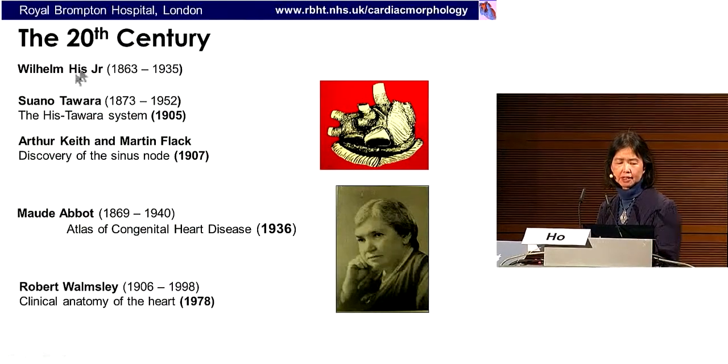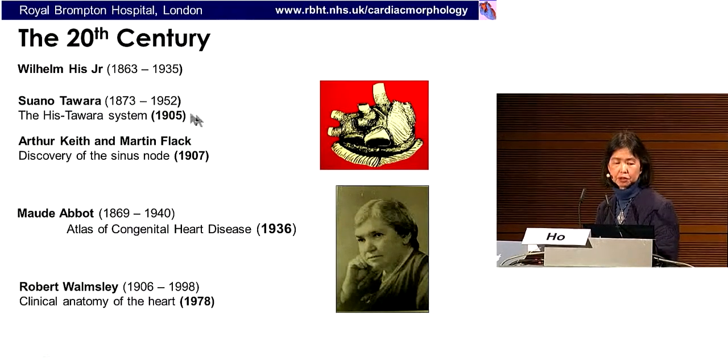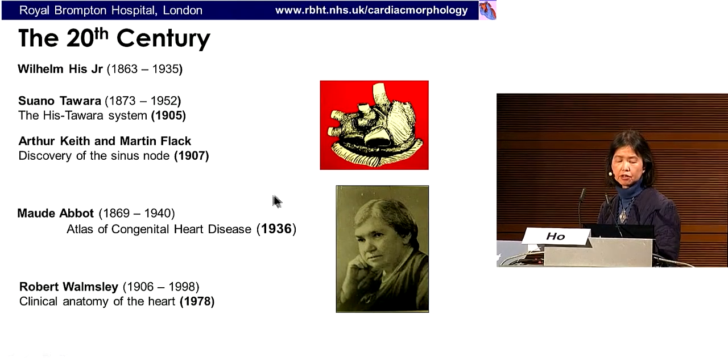When we come to the 20th century, we can visit Wilhelm His. His father, his junior, was said to have invented the microtome, and His came along and did histologic sections and then described his bundle, as we all know. Sunao Tawara, his Tawara system, Arthur Keith discovered the sinus node, and so on. So lots and lots of very, very eminent anatomists and pathologists.